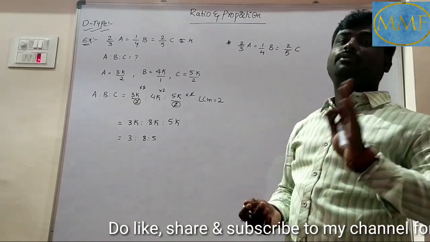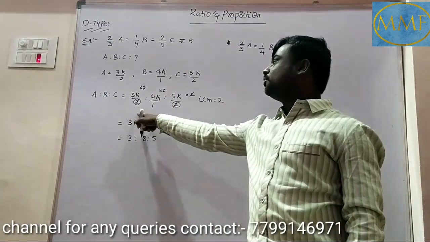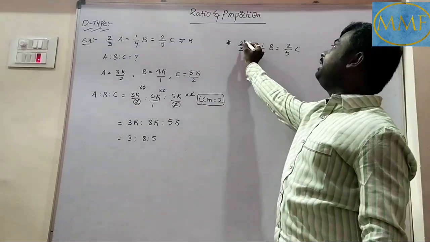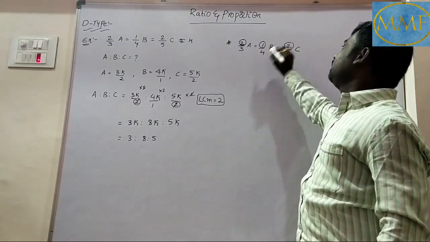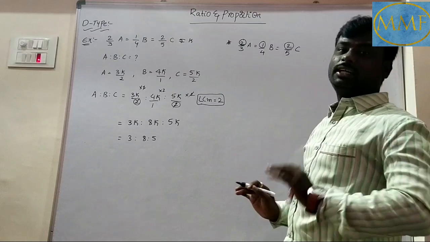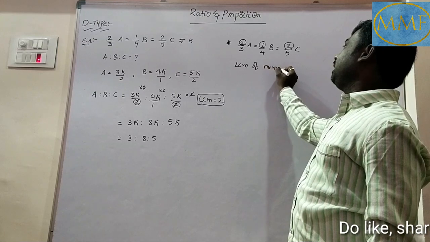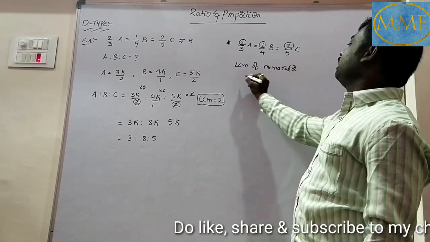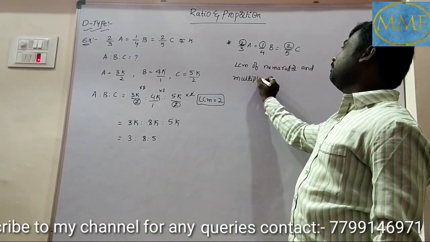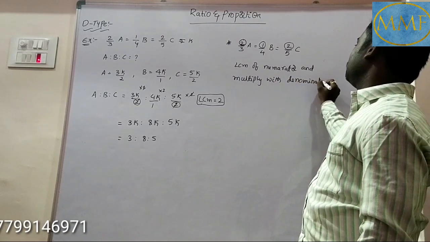Clear? Now let's see what I am doing. What are you finding here? 2, 1, 2: the LCM is what you write? 2. It means you are finding the LCM of the numerators, and you multiply that with the denominators. Clear or not? Here I am writing: LCM of numerators and multiply with denominators. Then we will get the answers directly.